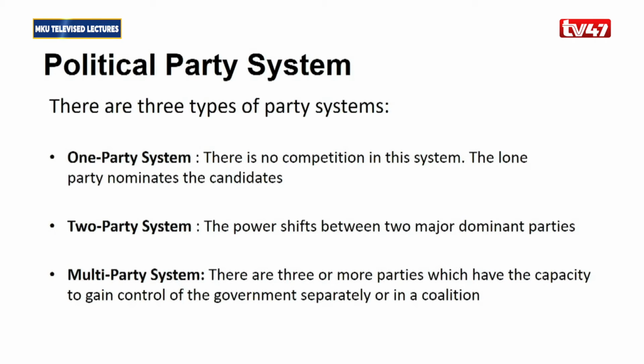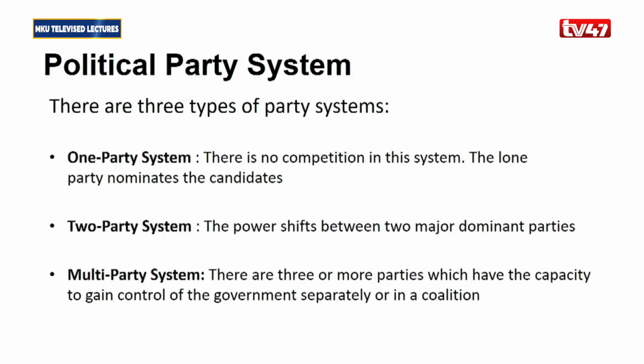But we can also have some cases where we have a two-party system, and this two-party system is where power shifts between two major dominant parties. But this two-party system can, in some cases, also fit within the multi-party system. But when you talk about the multi-party system, this is where there are three or more parties which have the capacity to gain control of government separately or in a coalition.